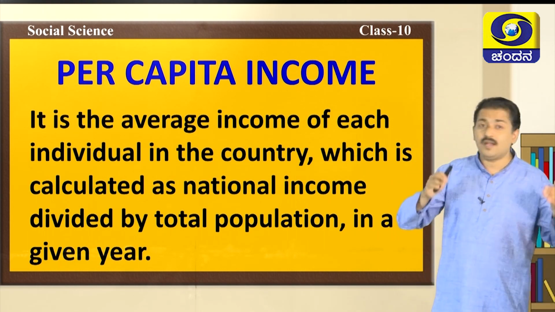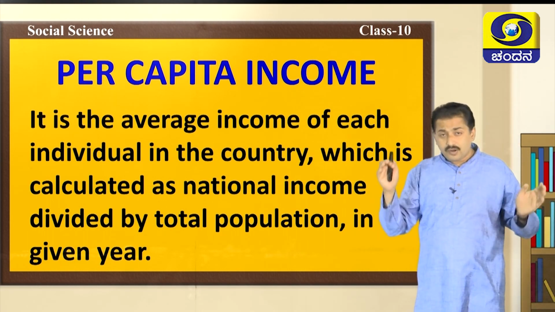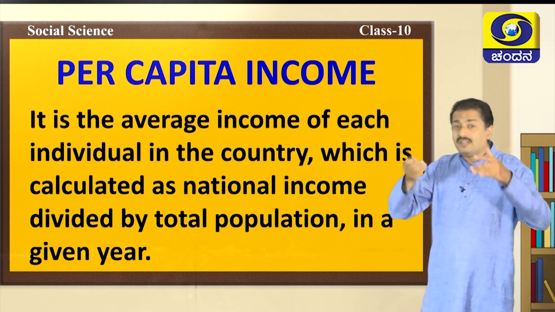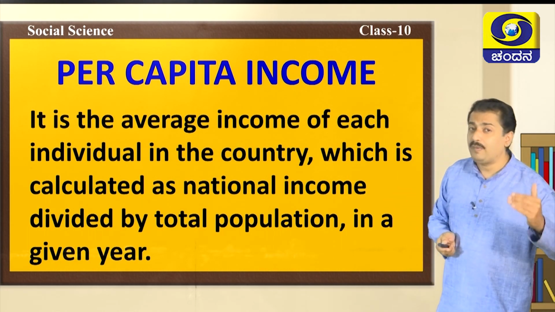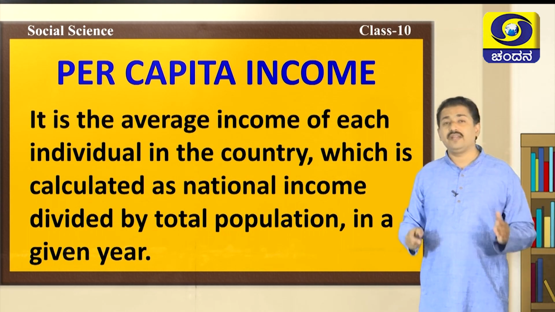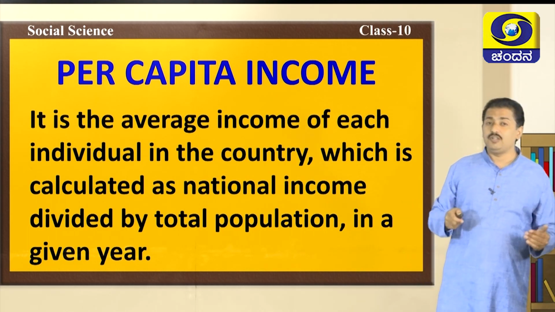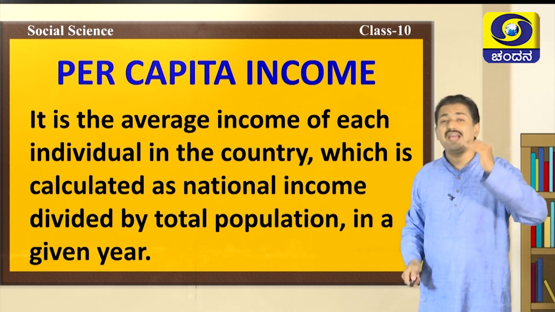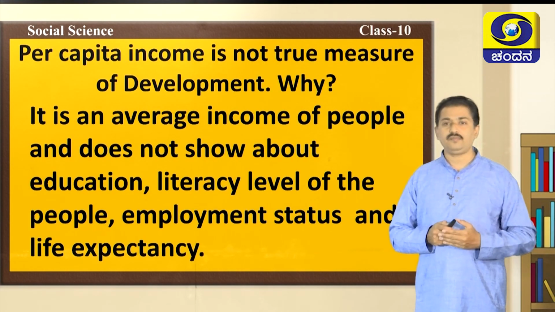In per capita income, what do you do? The total production of the nation in one year is divided by the total population of that country, then you will get the average income of an individual, which is called per capita income.